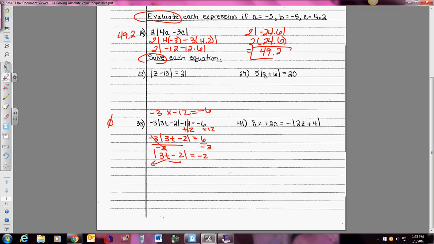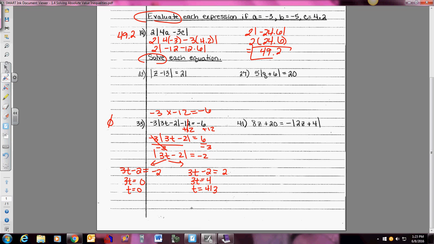Go ahead and set up your two equations. You're going to get the 3t minus 2 equals something, and the 3t minus 2 equals something again. You write the first problem, no matter what it says, negative 2. You take the opposite, positive 2. And then you solve these two equations. So you would add 2, and you'd get 3t equals 0. Divide by 3, t is 0. That's okay. You can get 0 as an answer, right? We'll check it later. Add 2, so 3t equals 4. Divide by 3. Just leave it as 4/3 for right now. You don't need to worry about that, okay?